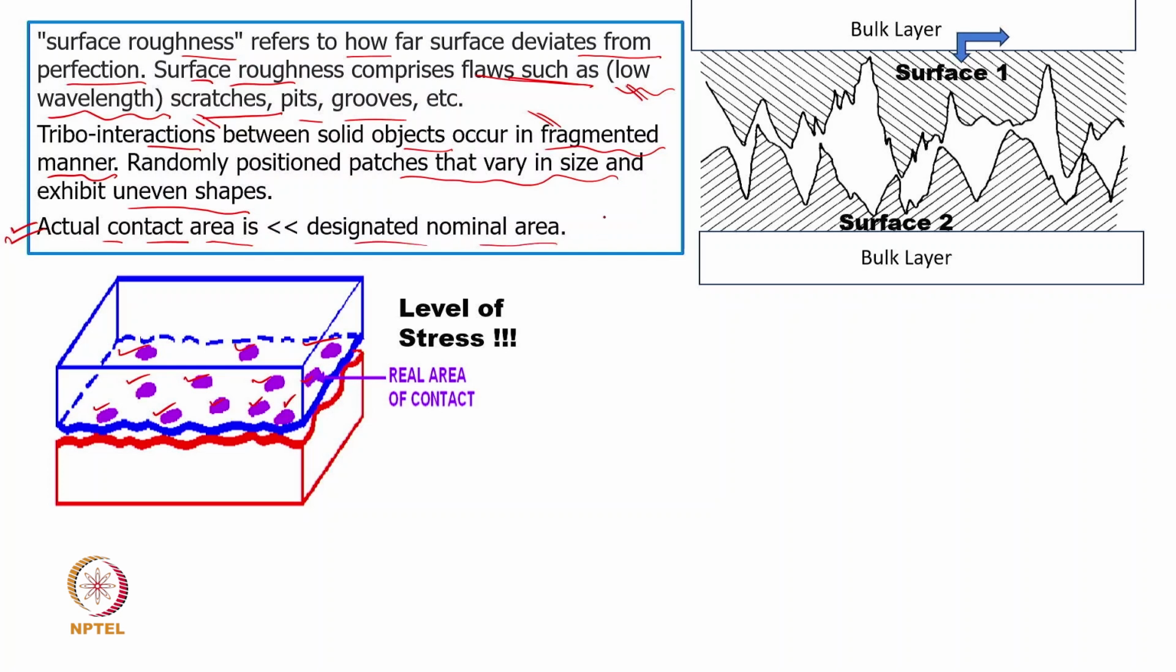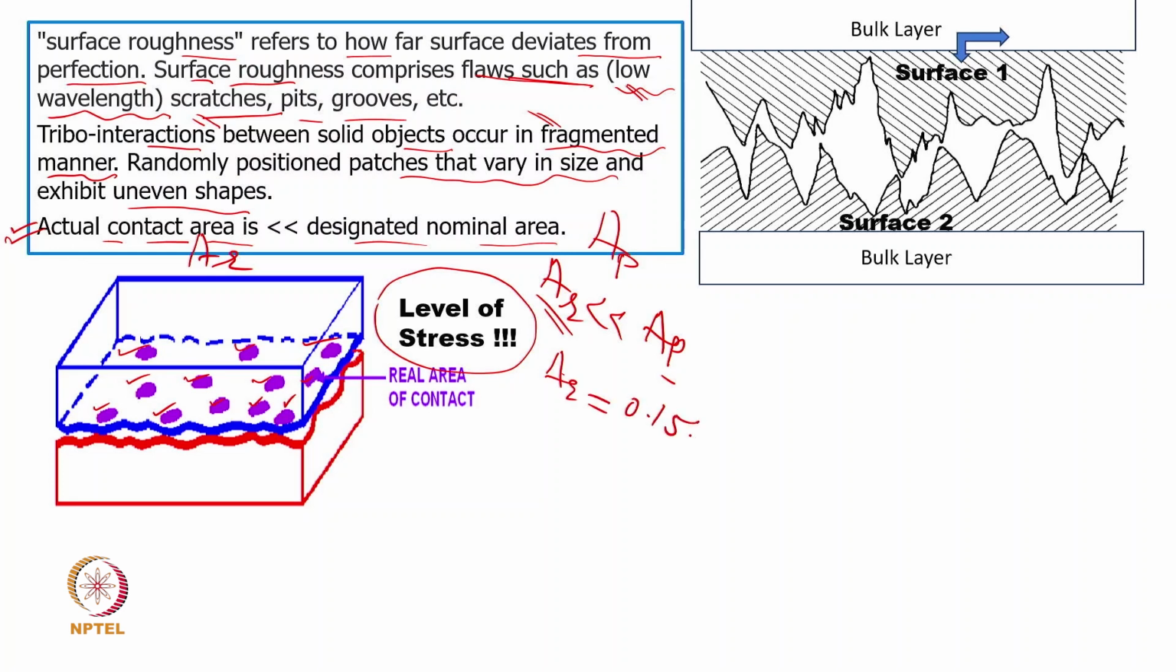area. So if I say this is a nominal or apparent area AP, and this is a real area, what we generally say is AR is far lesser than AP. When it happens for the same force, what will happen in the situation? Stress level will increase significantly. So if I assume AR is just 15% of AP, naturally the stress level is increasing 6 times.